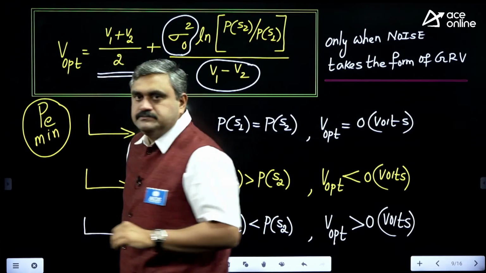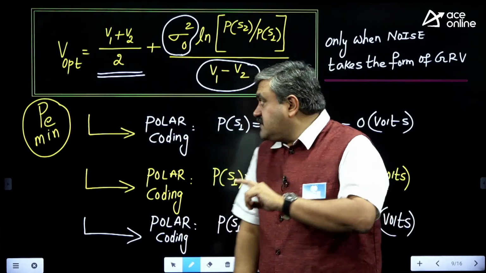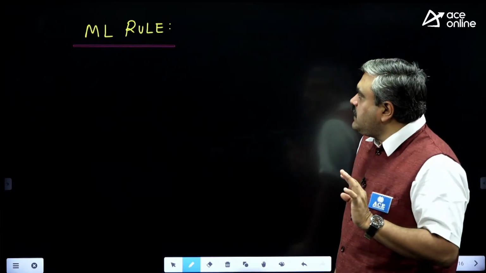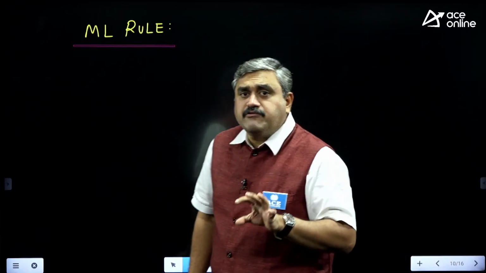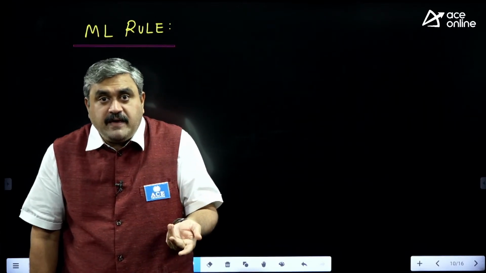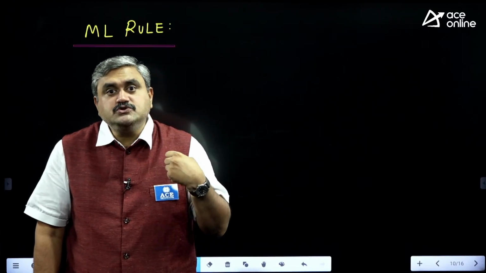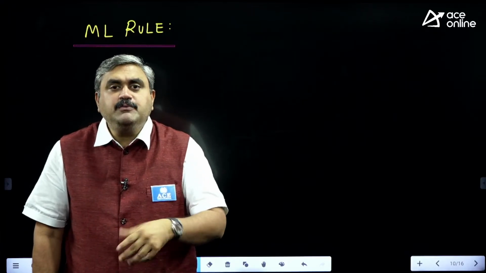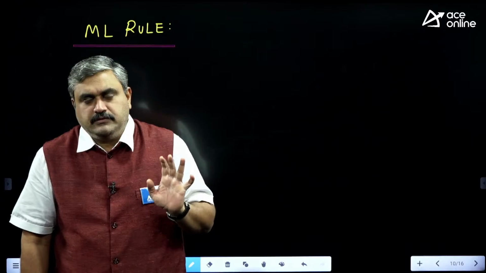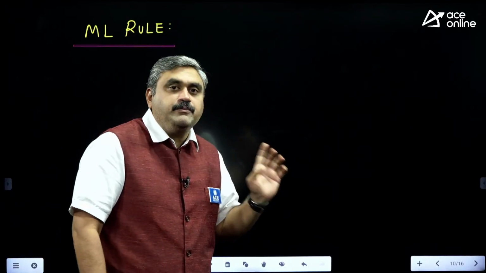100%, there is no doubt. But this condition is not there with ML. Whenever you use ML, there is no condition that the probability of error is minimized. You may get a value. Sometimes it may be the same, because if P of S1 and P of S2 are equal, MAP and ML both are the same. But whenever they are not equal, there is no chance. So that is a very, very important point.